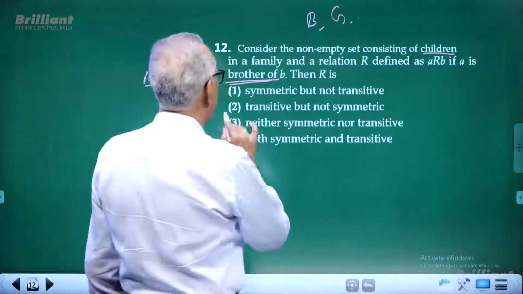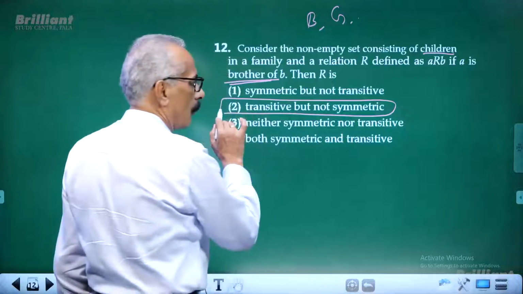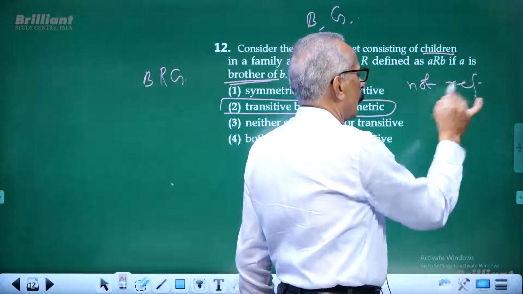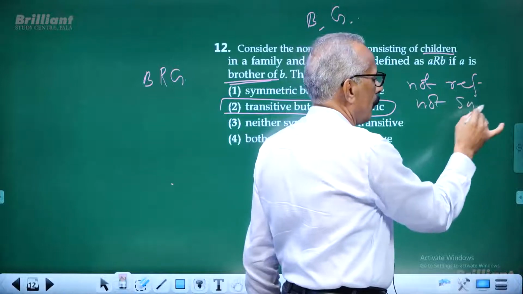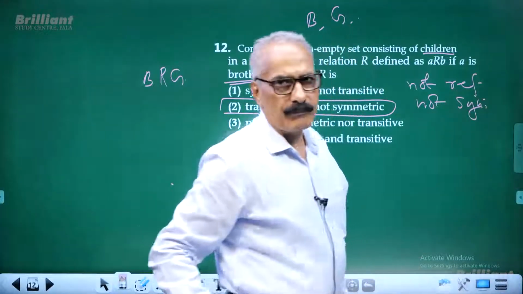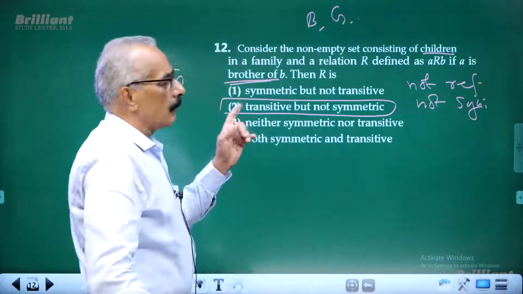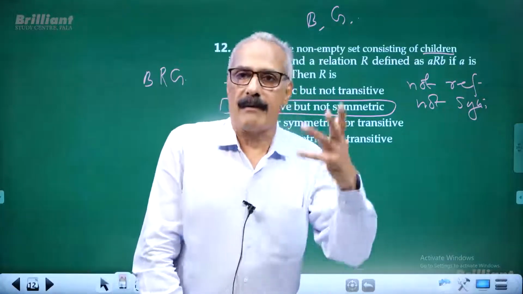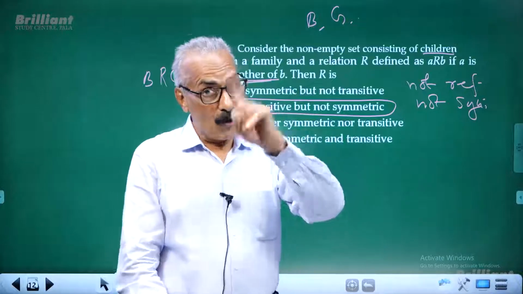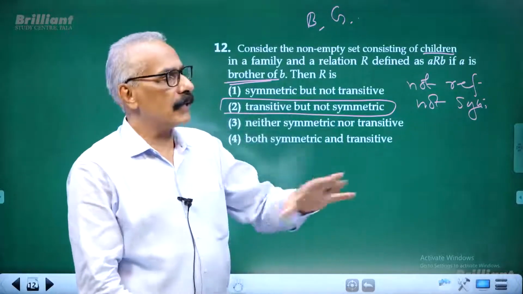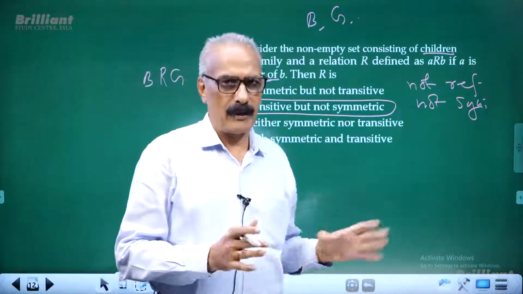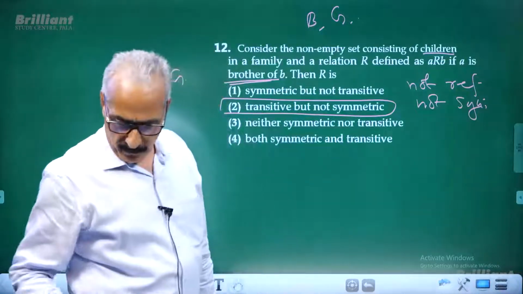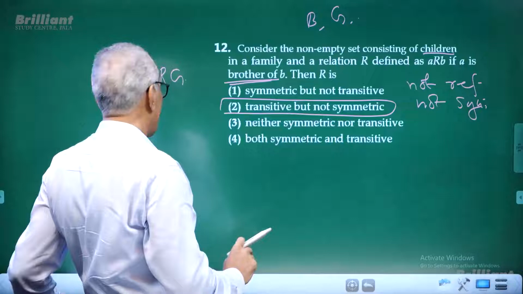So transitive but not symmetric. That is right. It's not reflexive, not symmetric, but transitive. Now, in a family of boys only, not children, there is no question of a girl coming over there. There it is symmetric. Definitely it is symmetric, but not reflexive. Okay. We'll move on to the next one.